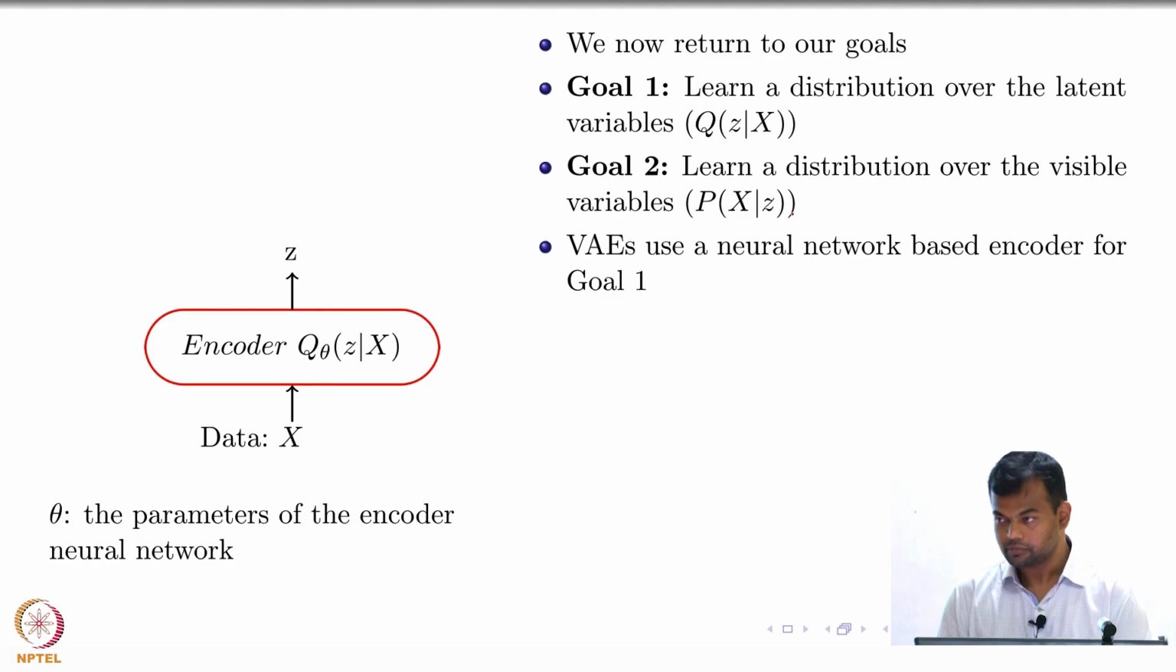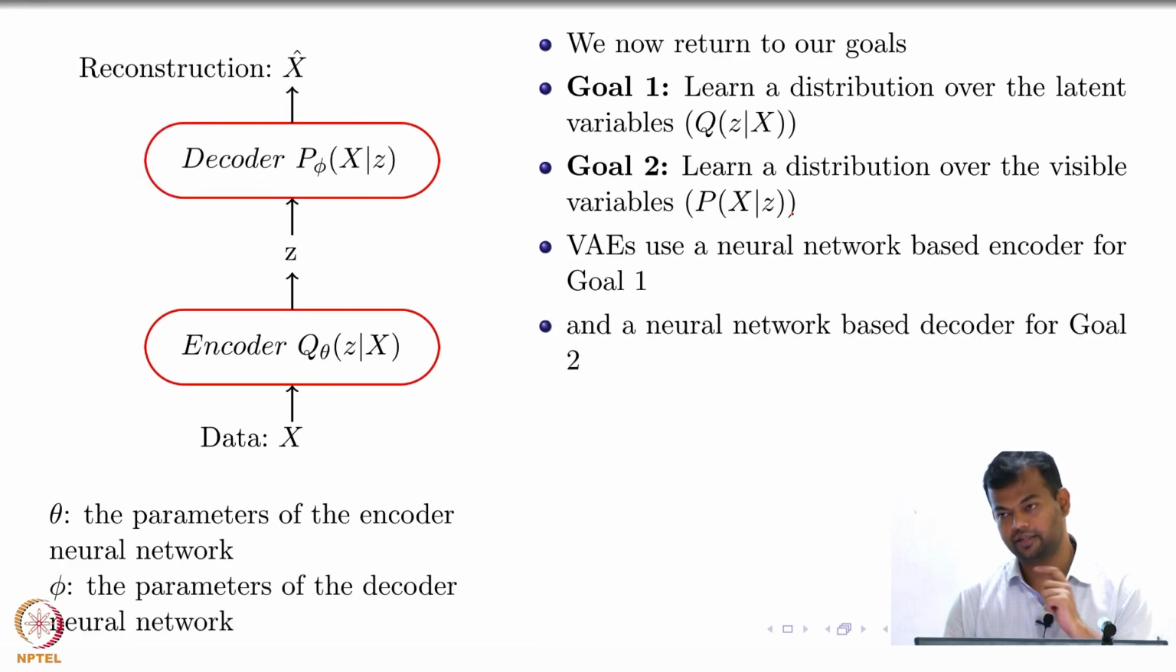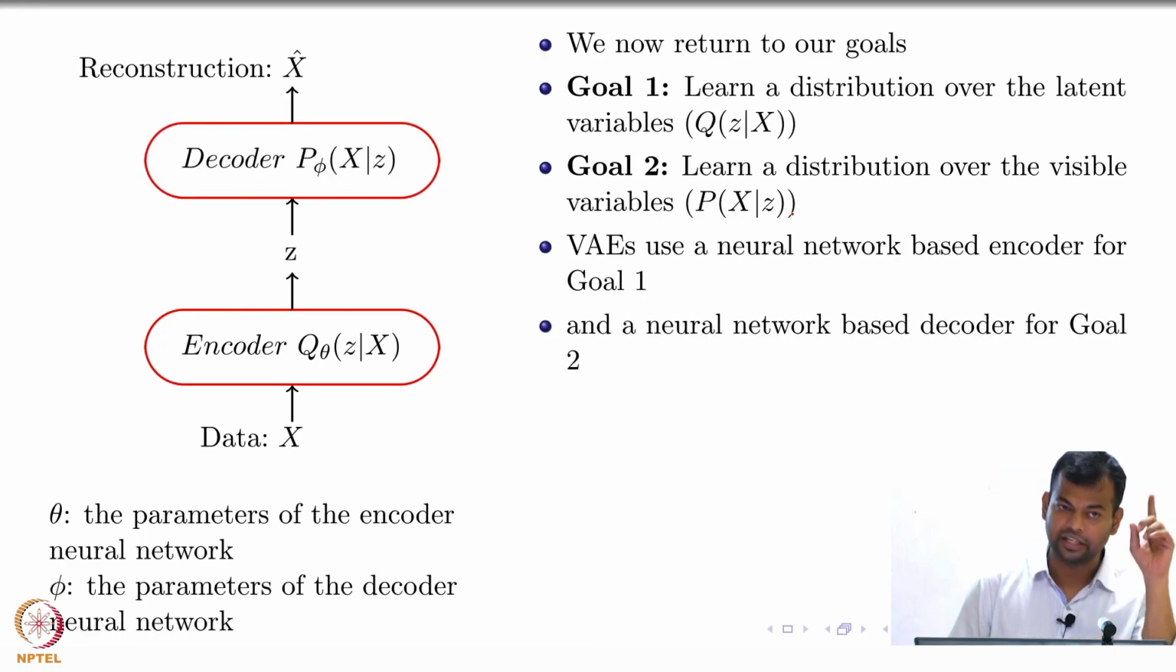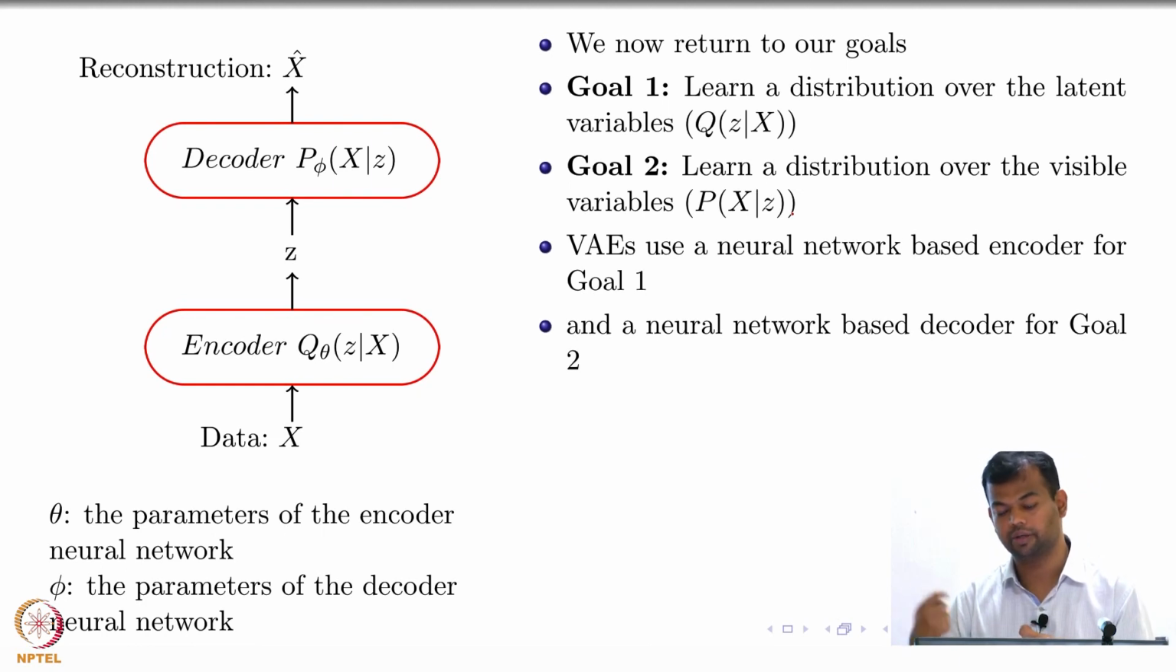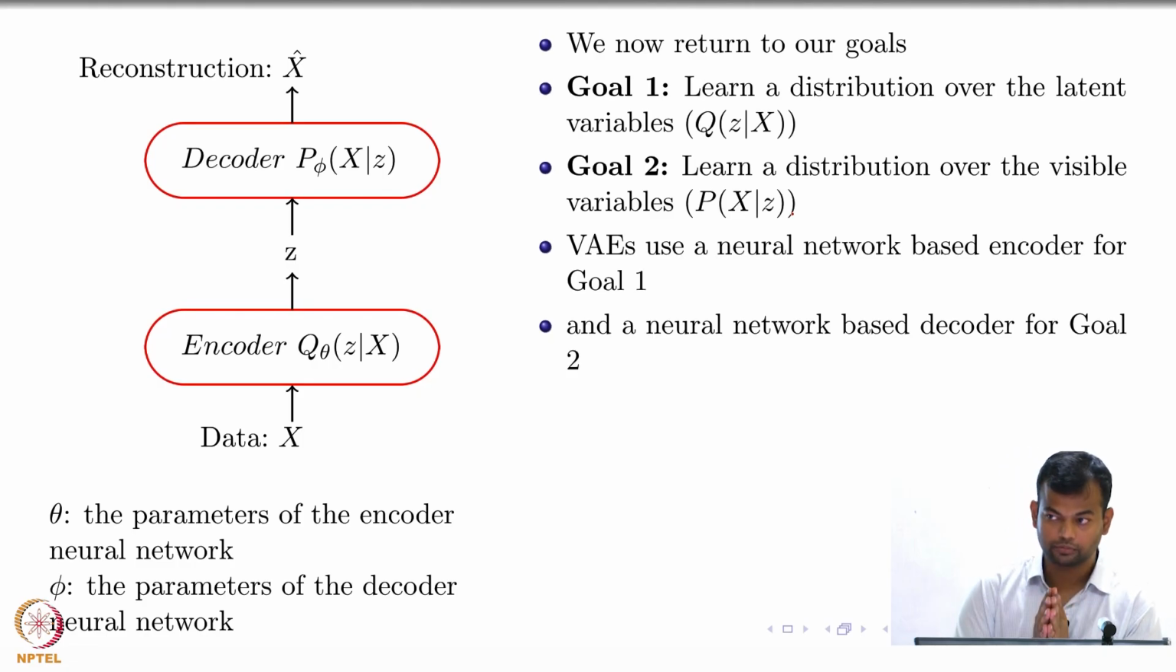In VAEs, you use a neural network based encoder for goal 1 and a neural network based decoder for goal 2. Now, based on this initial recipe that I gave you, do these two statements make sense? What do I mean by these two statements? That I use a neural network based encoder to learn Q of Z given X and a neural network based decoder to learn P of X given Z. What does that mean? What am I going to do? No, just go back to the recipe that I gave you at the beginning of the lecture. I'm going to represent P of X given Z. What are the parameters of this distribution?